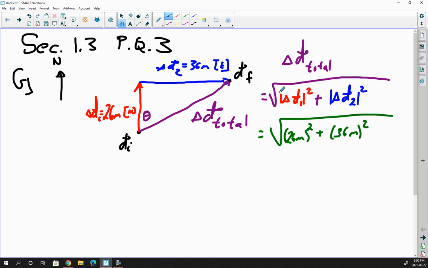The reason I don't have east and west in here, look, I had magnitude signs. Look at these magnitude signs. I'm only interested in the size. Don't care about the direction. So, okay, yeah, so we do the math, and that's 44 meters. Beauty.